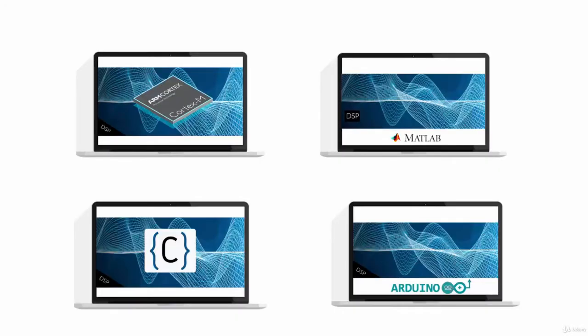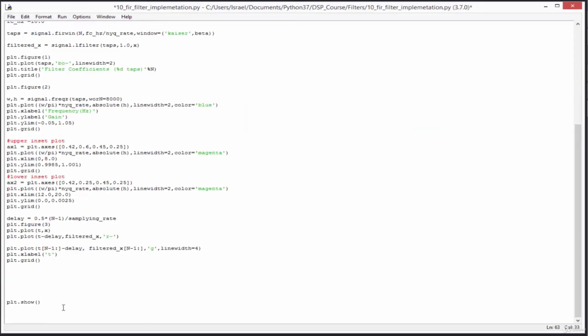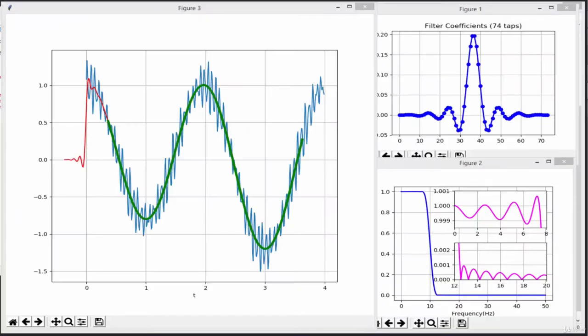Still keeping it simple, this course comes in different programming languages and hardware architectures so that students can put the techniques to practice using a programming language or a hardware architecture of their choice. This version of the course uses the Python programming language.